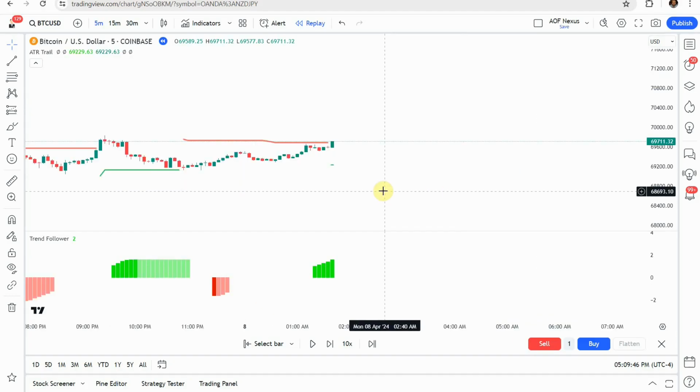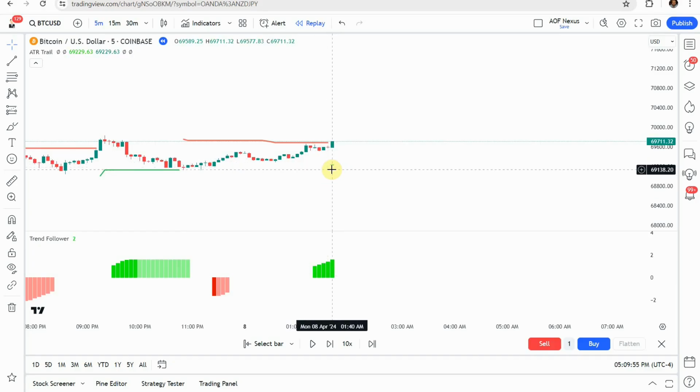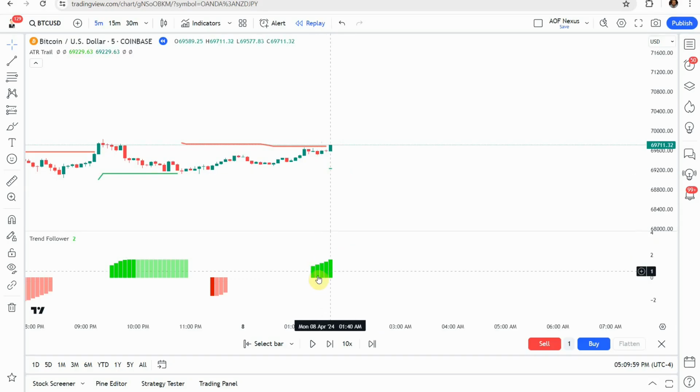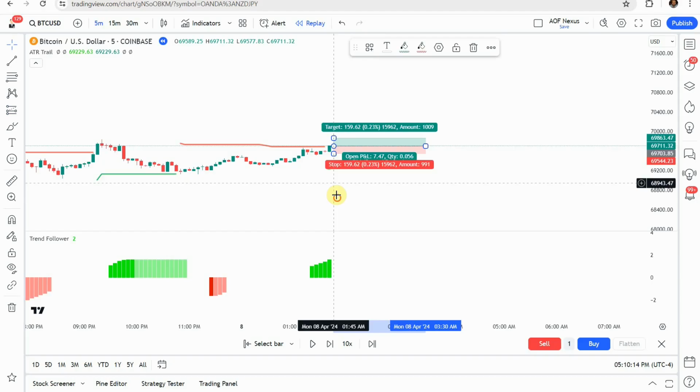Alright, and for a long trade, what we're looking for, again, is that switch in the coloration of the ATR trailing line. So it goes from red to green right here. You can just barely see a little bit of green right there. And then we're going to look down to the trend follower, and we again want it to be above the 0 and have a green bar. And once again, it doesn't matter if it's a vibrant green or a dull green, just as long as it's green. And that will be our signal to enter into a long.